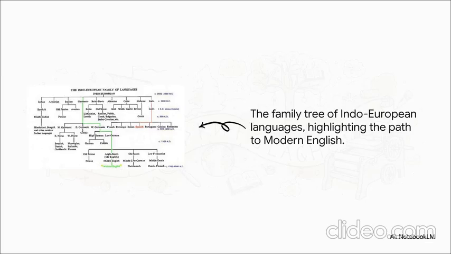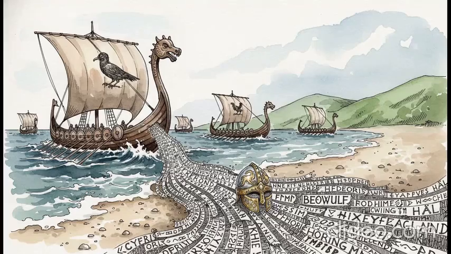And this chart? Wow, it really shows you the whole family tree. You can see how languages like Latin and Greek are all cousins. But for our case, we're interested in that highlighted path. See it? That's our trail. And it leads us straight to a really important branch, the Germanic one.